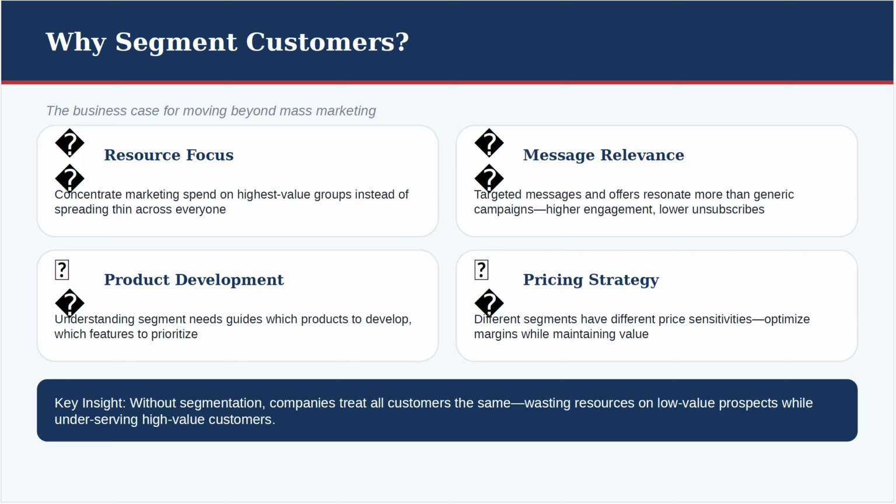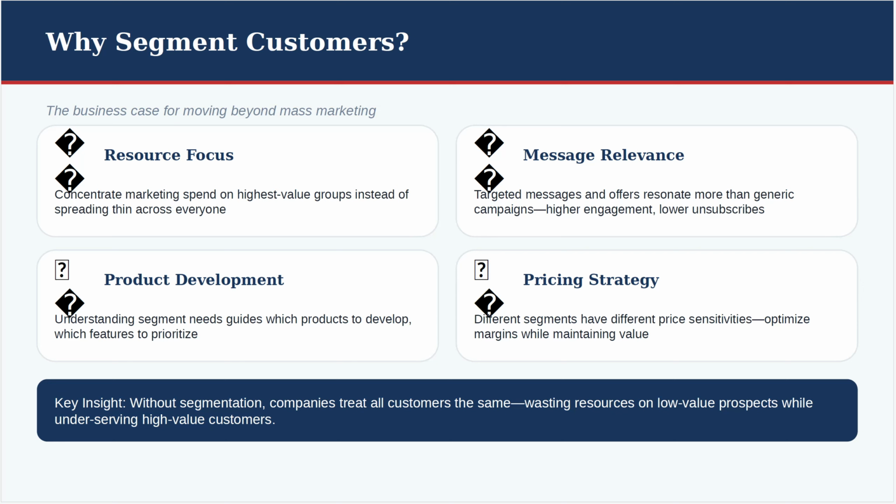The third one is product development. So different segments have different needs. Understanding these differences guides product roadmaps. For instance, a software as a service company, SaaS company, might have power users who want advanced features and casual users who want very simple features. So you can't serve both with one product category.